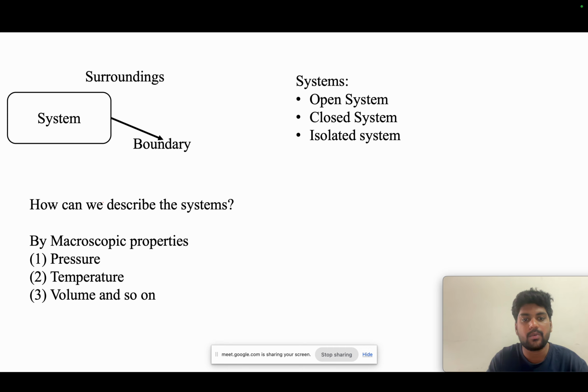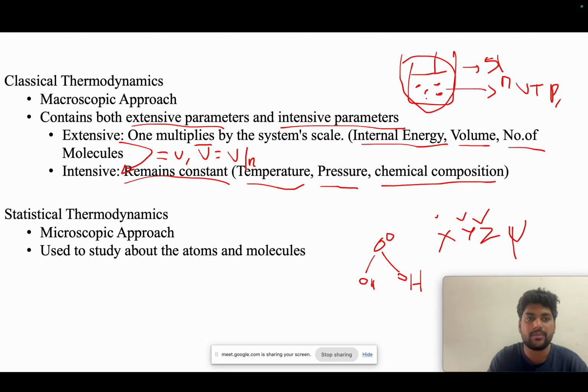We know how we can describe an open system, closed system or isolated system. We describe the system by macroscopic properties such as pressure, temperature, volume, and so on. Further, there are 2 types of thermodynamics which we will discuss. One is classical and the latter is statistical, where the classical deals with the macroscopic approach, and the statistical deals with the microscopic approach, where the microscopic tends to say the movement of a particle and the vibrational force, rotational force, etc. And the macroscopic, as we all know, deals with the temperature, pressure, and chemical composition.